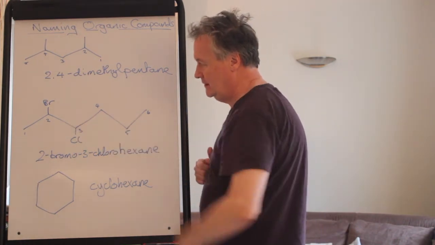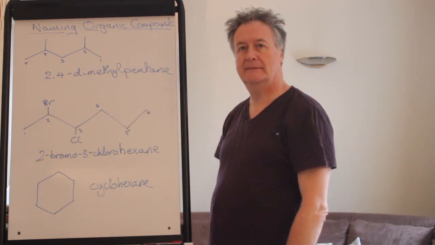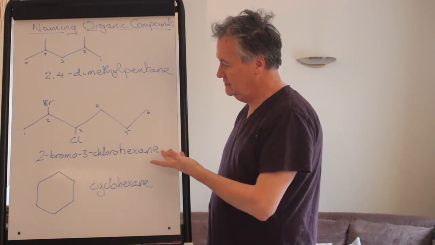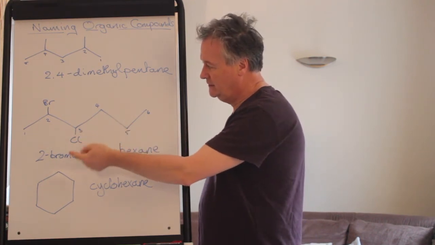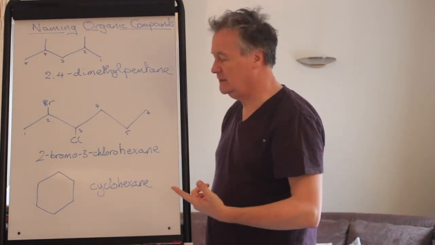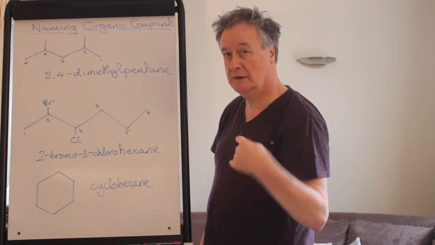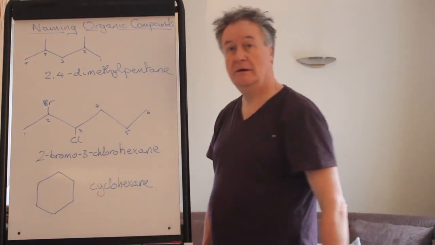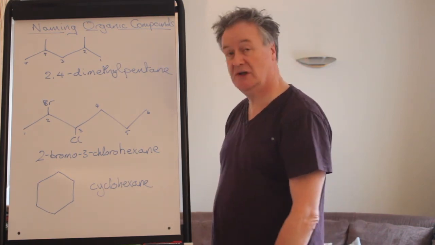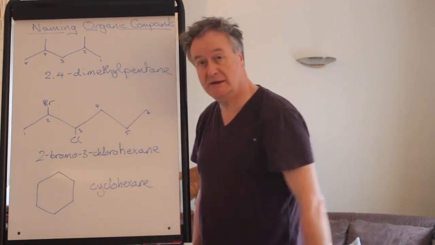Here, the next example, there are 6 carbons in a line. So it's going to be based on hexane. There's no other features. So the only thing is you need to specify there's a bromine and a chlorine. Bromo and chloro on the 2 and the 3. Bromo before chloro, alphabetical. And the last one, you can loop round and join the chain back up to itself and get a cyclic structure. So this is 6 carbons in a ring, so it's cyclohexane.